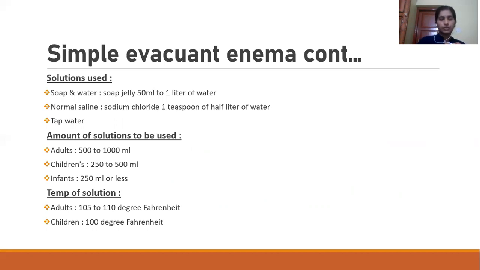Then the amount of solution to be used. For adults it is around 1 liter, for children around half liter, and for infants about 250 ml of solution, or less than that, we can introduce to the bowel. Then the temperature should be maintained at 105 to 110 degrees Fahrenheit, or in children around 100 degrees Fahrenheit. So these are about the simple evacuant enema.